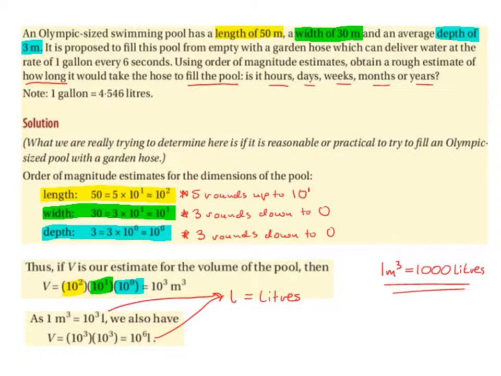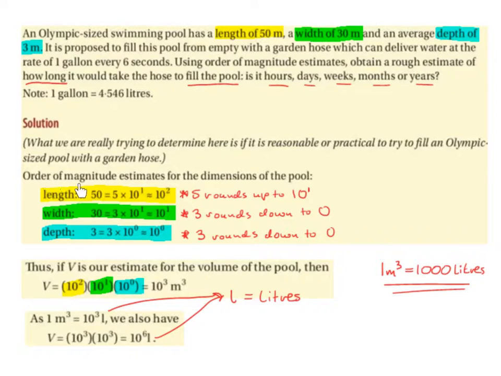And you need to note that 1 gallon is 4.546 litres. What we are really trying to determine here is if it is reasonable or practical to try to fill an Olympic-sized pool with a garden hose.